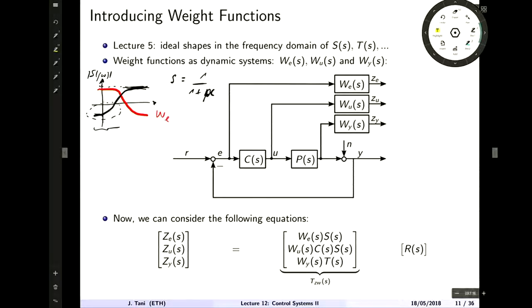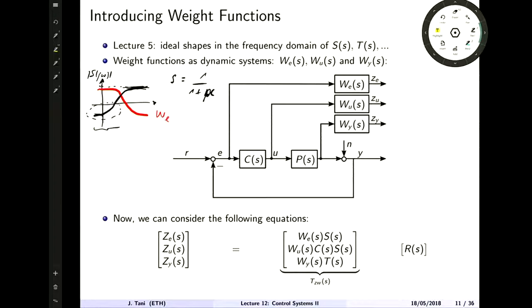And by doing so, in the case of S, we have now the red weighing function, which is big at low frequencies and small at large frequencies. We are able to make sure that we optimize not over just one part of the frequency space, but over the entire frequency space. And this is why these weight functions are absolutely essential.